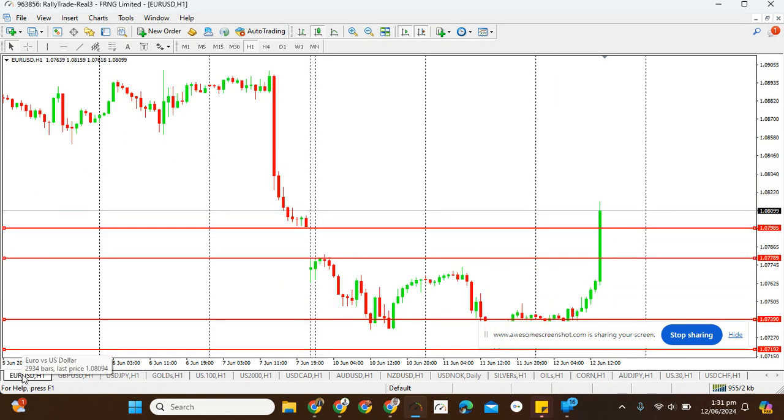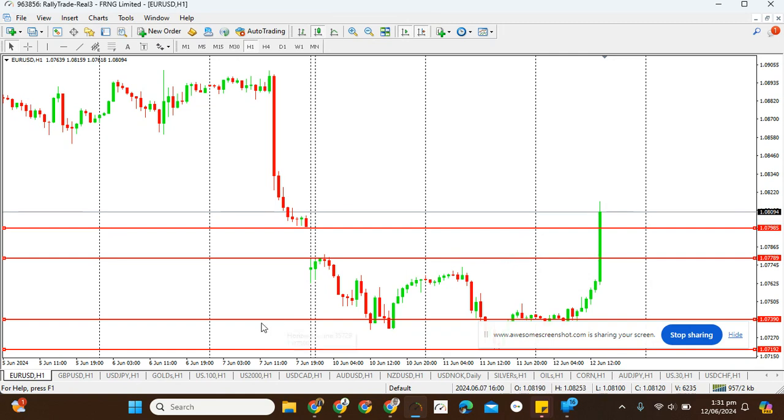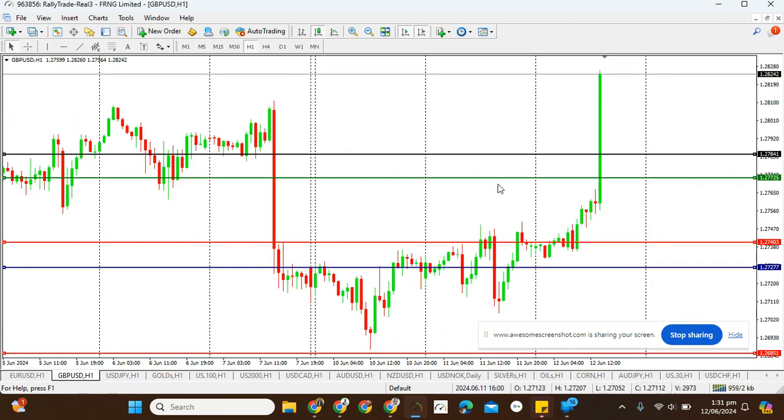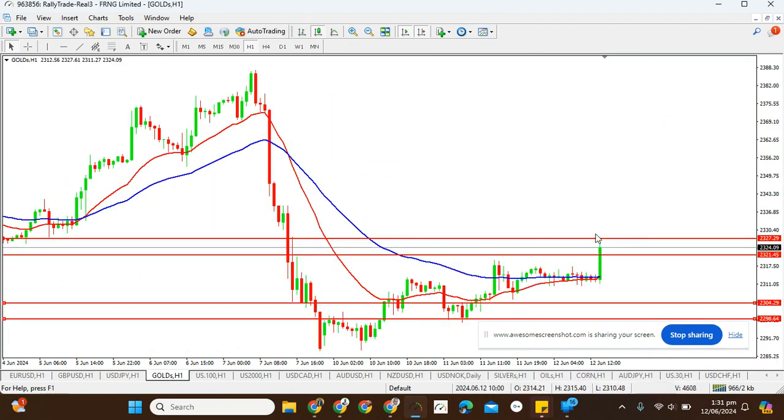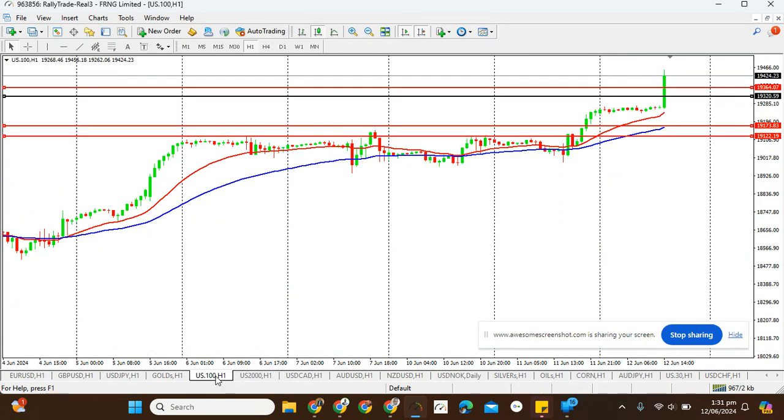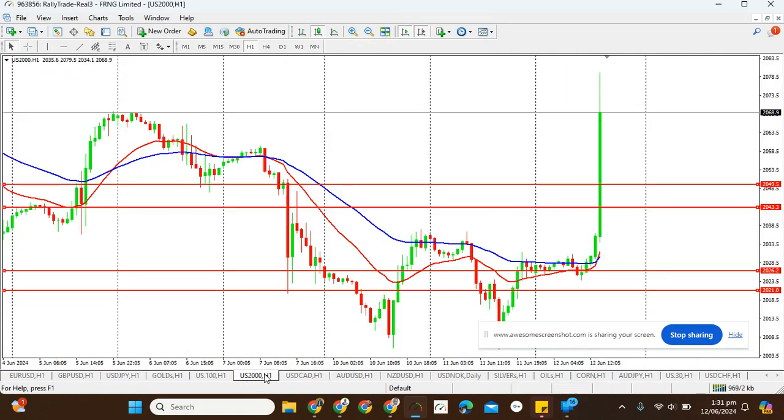All right, so Euro USD was bullish. GBP USD bullish. Wow, you can see the massive move. I've taken profit already. USD JPY bearish. We've taken profit. Gold bullish, that's taking profit also. US 100 bullish, taking profit. US 2000 very, very bullish.